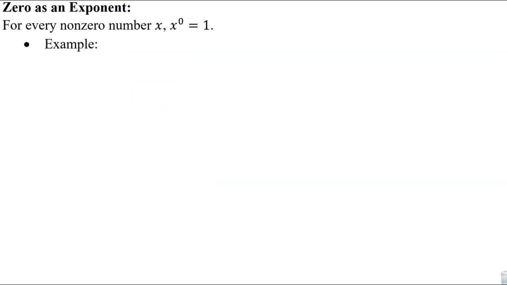Next thing we're going to talk about are a few special cases for exponents, a few of the special properties. Okay, dealing with zeros as exponents and also negative exponents. Starting off with the 0, we're going to say for any non-zero number x, x to the 0 equals 1. So for example, we could say that 7 to the 0 is equal to 1. All right, x to the 0 is equal to 1.